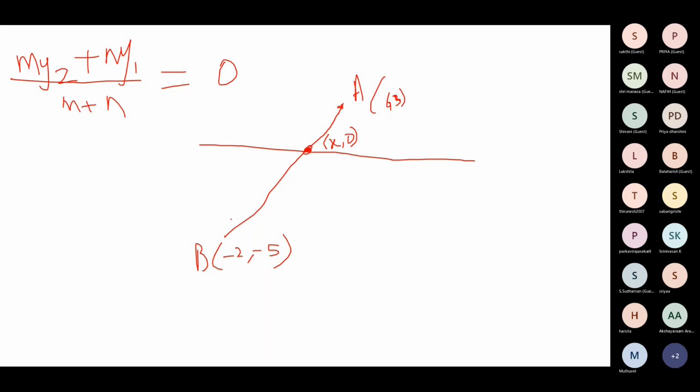my2 plus ny1 by m plus n is equal to 0, the y coordinate of the point of division. So let the ratio be m is to n or k is to 1. Both will give you the same result. So this one is m. This one is n.